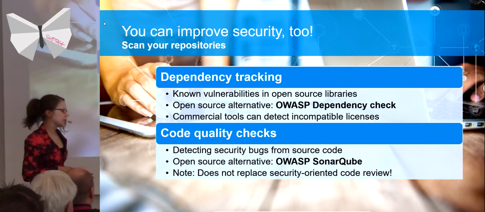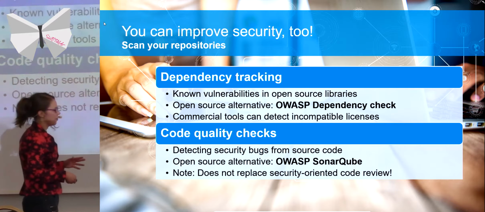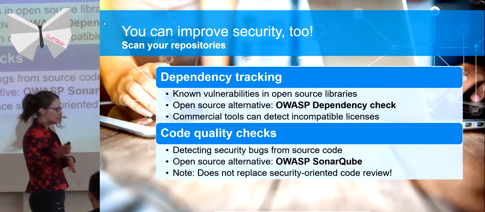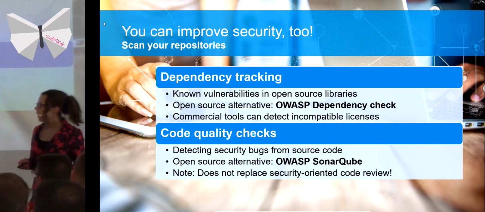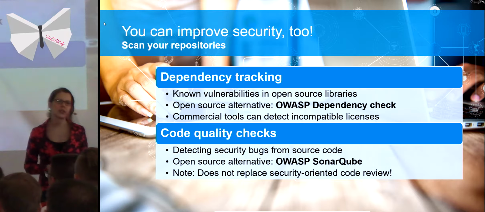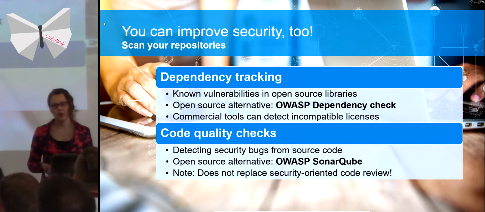Commercial tools can usually also detect license issues, like if you have Apache license and MIT license and GNU license, you cannot mix and match everything. So they will tell you what's okay. Also, code quality checks in the code that you write on your own.